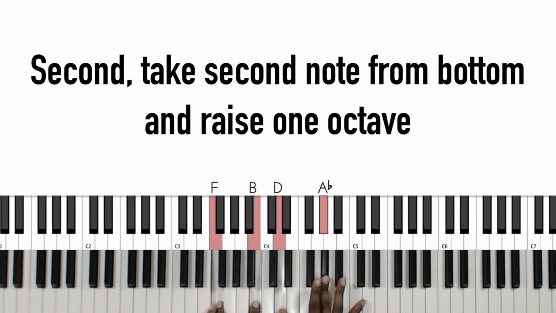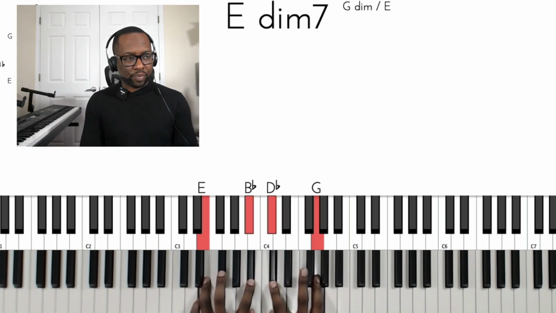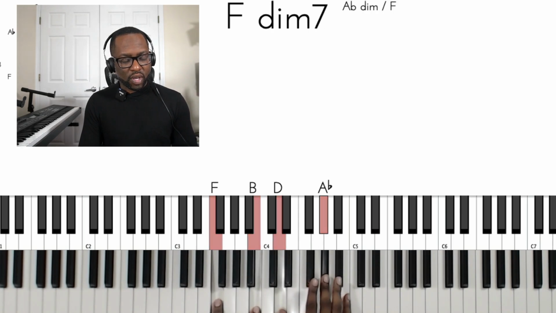Now what we're going to do in this progression is go down a half step. So take all of these notes down a half step, then go back up to the original chord. And now I want you to go up a whole step, which is 2 half steps.